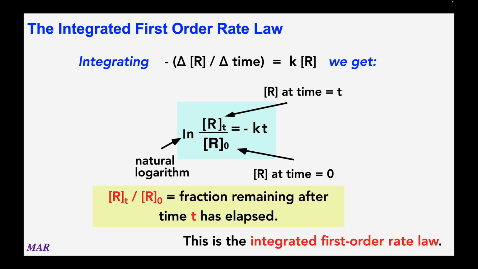So the integrated first order rate law has lots of uses. One use is just to find the rate constant K, which can be kind of a pain to find. This is a nice, quick way to find it. If you know how much you started with, R0, and you know how much is left, Rt at time t, you can solve for the K, which is a super cool thing.